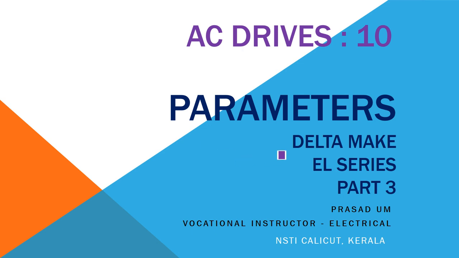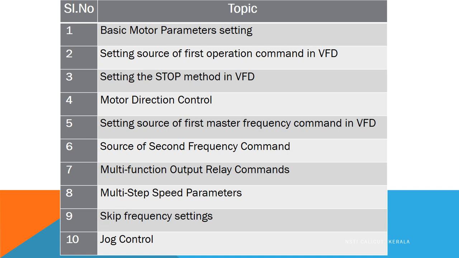We are taking the example of the Delta make EL series VFD, and we'll be seeing very few things to set the parameters. Out of that, the basic motor parameter setting, source of first operation command, stop methods in VFD, motor direction control, and multifunction output relay terminals. These many things we'll be discussing in this video and the rest in the next video.